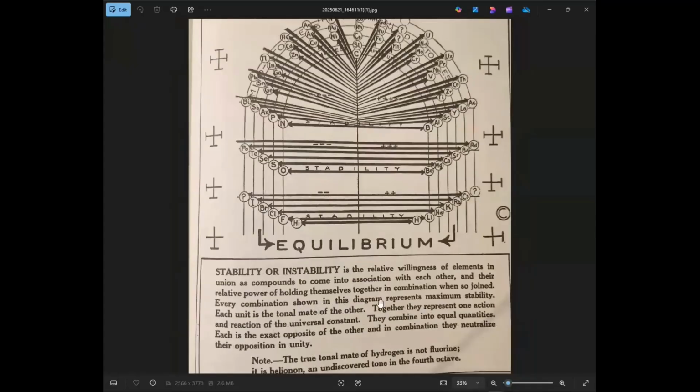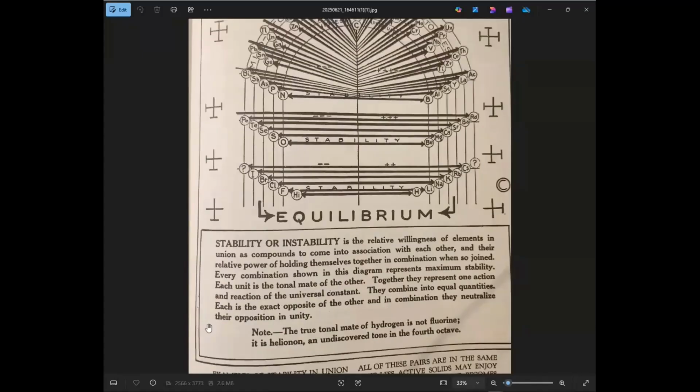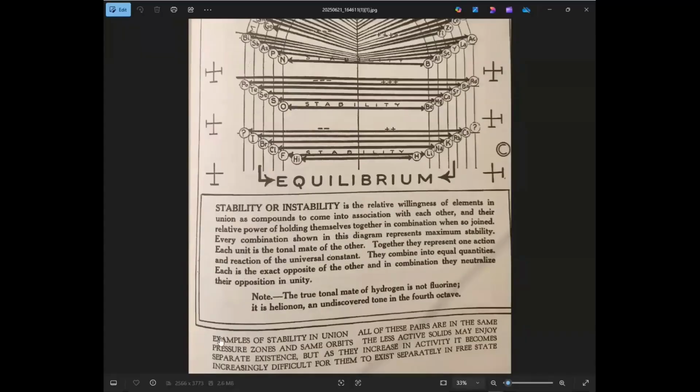Every combination shown in this diagram represents maximum stability. Each unit is the tonal mate of the other. Together, they represent one action and reaction of the universal constant. They combine into equal quantities. Each is the opposite of the other, and in combination, they neutralize their opposition in unity. He says, note the true tonal mate of hydrogen is not fluorine, it is helionon, an undiscovered tone in the fourth octave. He says, examples of stability and union. All of these pairs are in the same pressure zones and same orbits.